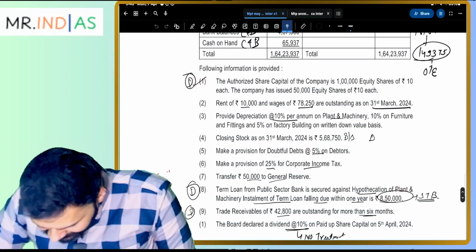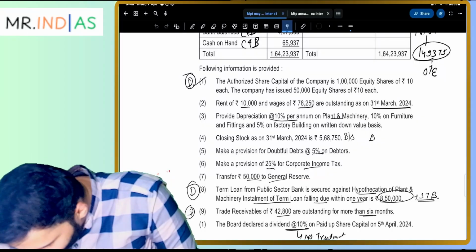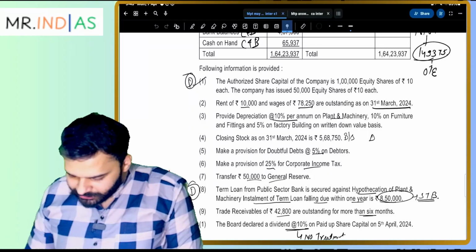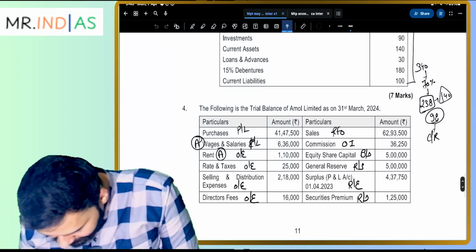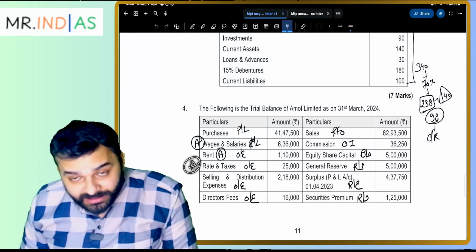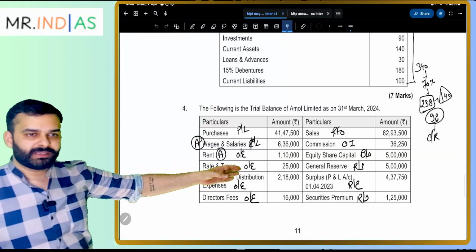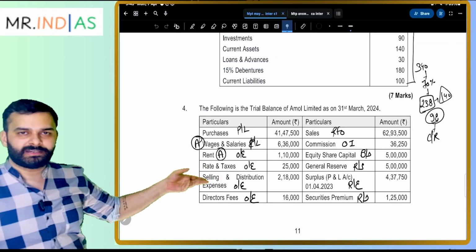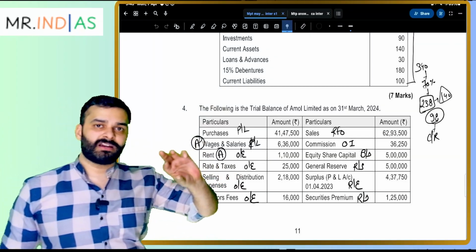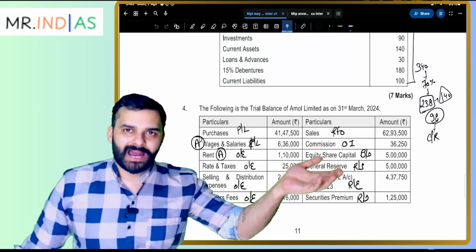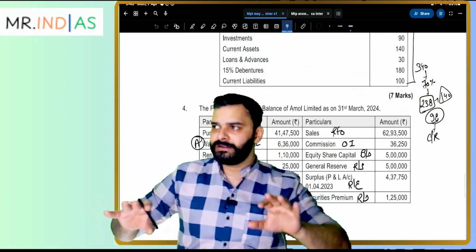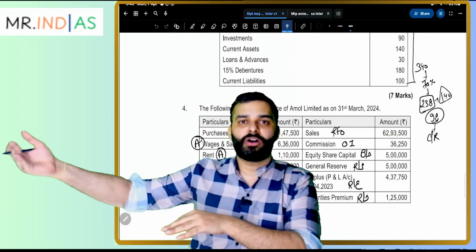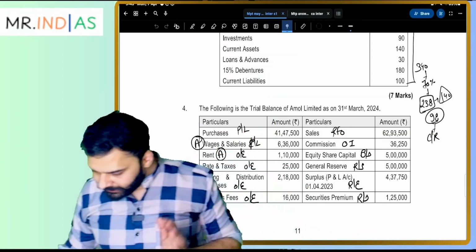Another thing is rent of 10,000 and wages of 7,850 are outstanding on 31st of March 2024. These are the adjustable adjustments. So for rent, you will mention it as an adjustable adjustment. While preparing the balance sheet, when the rent item comes, you know that there is an adjustable adjustment. You have to add rent into the other expenses part and show it as outstanding rent because of the adjustment given. Okay.